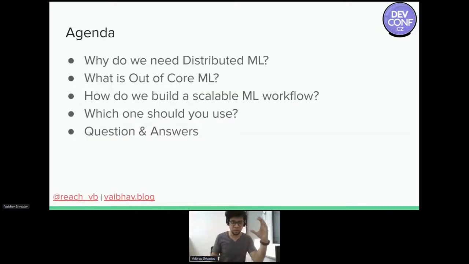And here's a quick walkthrough of what I'll be talking about. We first talk about what exactly distributed machine learning is. We talk about out-of-core machine learning. Then we look at a couple of ways through which we can build scalable workflows. Then we briefly touch base upon which one you should use and when. And then we head over to Q&As. Feel free to put your questions in the chat, and I can answer them later as well.